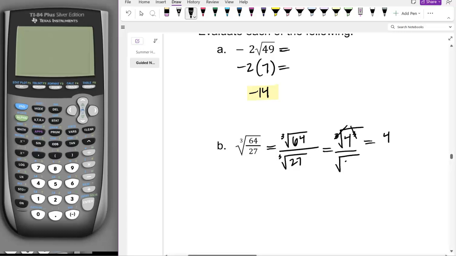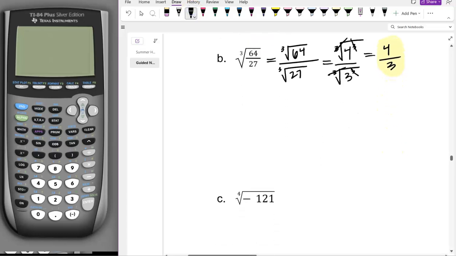And I know that 3 cubed is equal to 27, so I can substitute in 3 cubed for 27. The cube root of 27 is just 3 on the bottom. So that leaves me with 4/3 as my final answer for B.